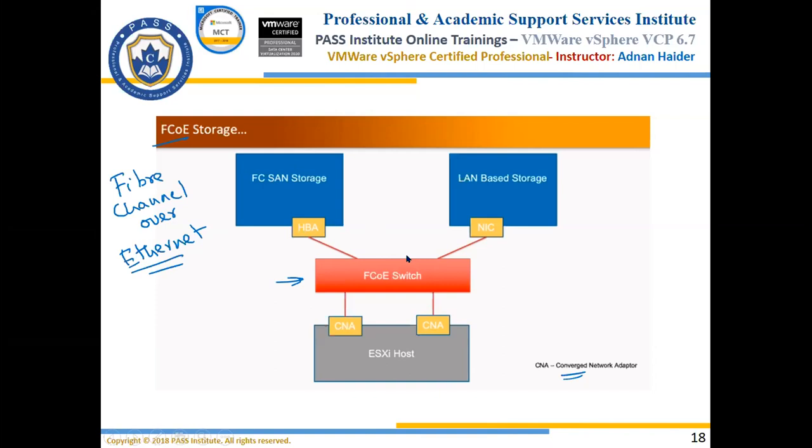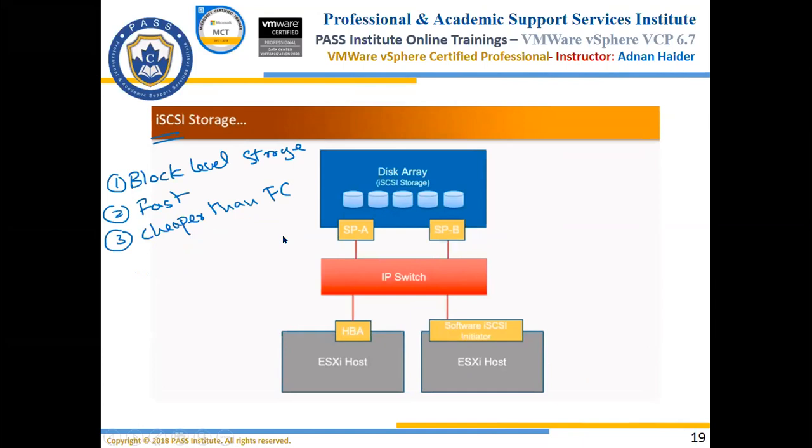It will be connected over normal network. So always remember, Ethernet is always known as normal network. Whereas the third type of storage is iSCSI storage. Always remember, whenever the word storage comes, even in internet, reviews, everything.